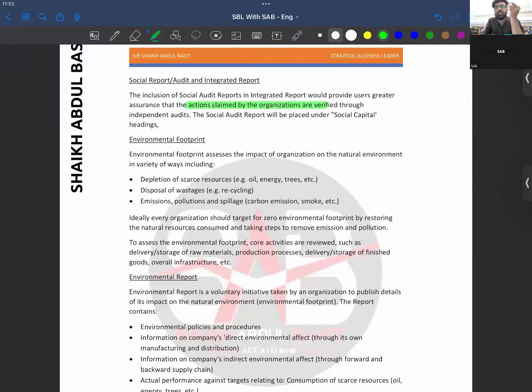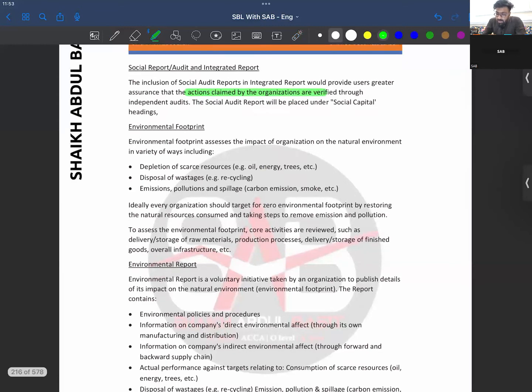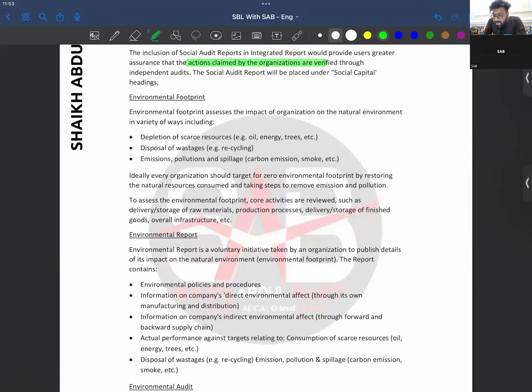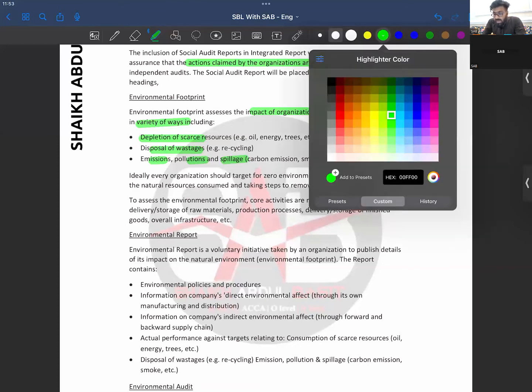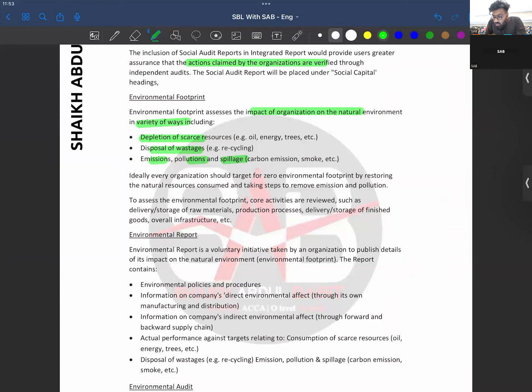If I'm claiming that I have done some things that cause social benefit, that means I am verifying each and every claim, and that's audited, right? And similarly, environmental footprint, right? It assesses the impacts on the natural environment, how much resources we have depleted, how much wastage we have disposed, right? Emissions, pollution, spillage. These are the environmental issues, right?